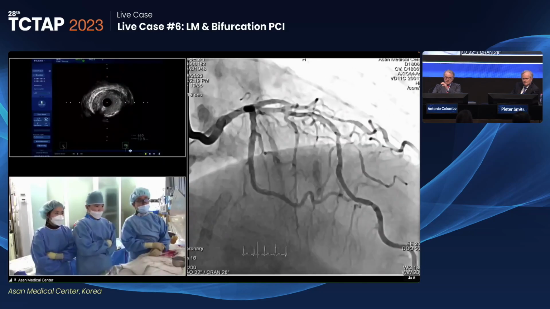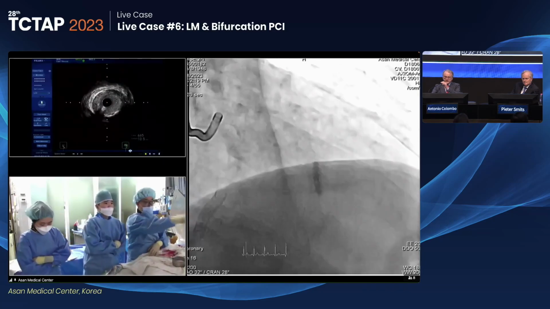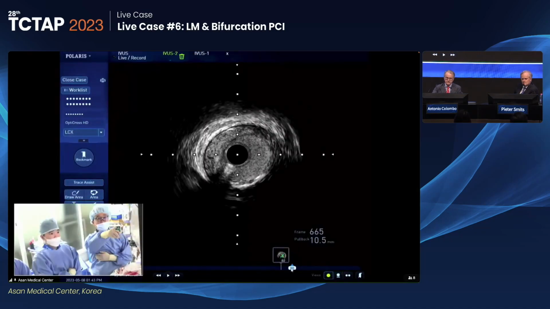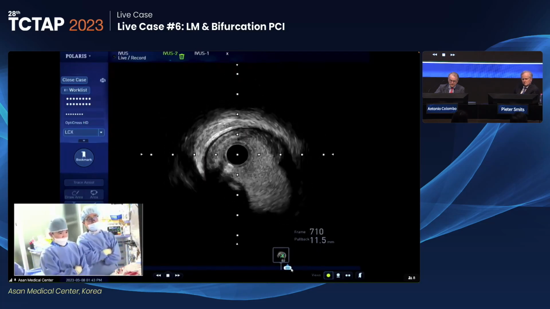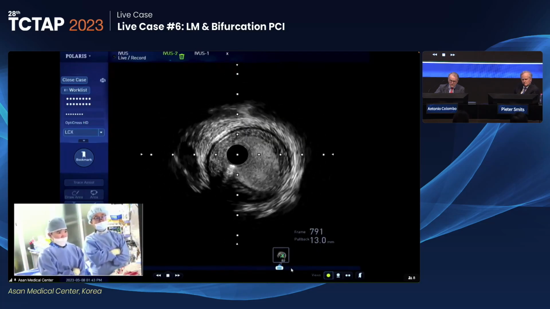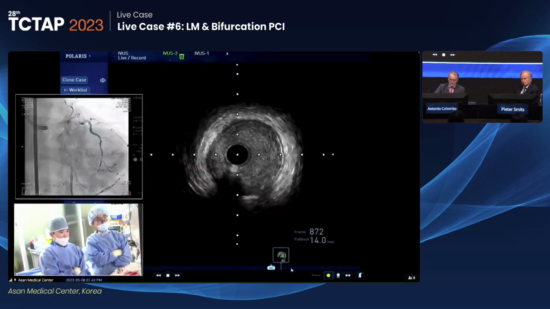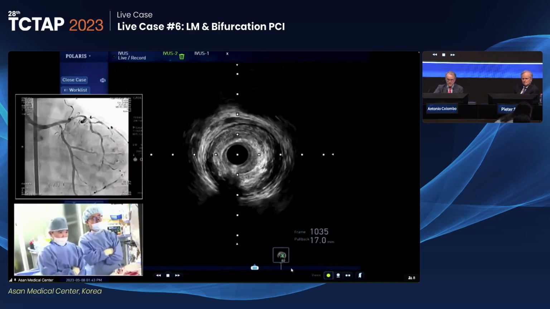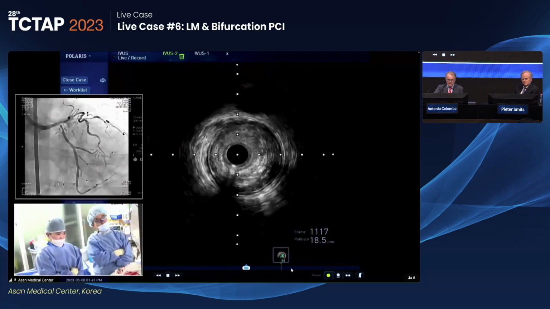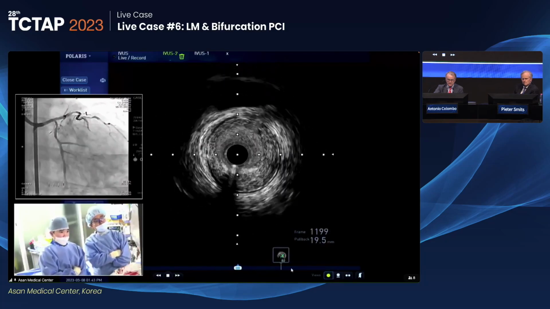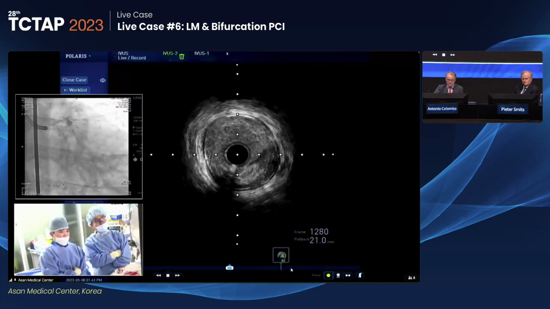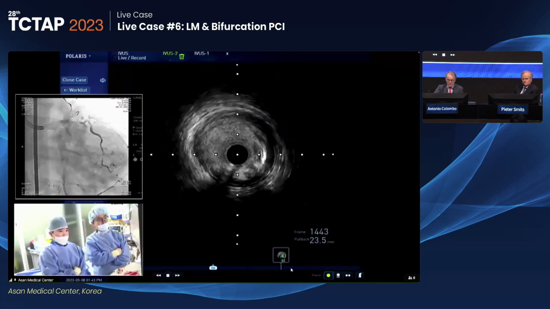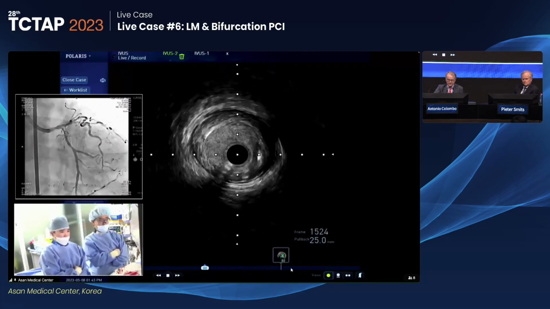Professor Yoon, can you explain? Let's see the circumflex. That will be the most interesting. The circumflex and OM branch are coming, and vessel size is about 3.5, and you can see diffuse and very big uncalcified stenosis in the circumflex. Yes, this is a very huge plaque and very tight stenosis at the proximal circumflex, and still seeing a very large plaque. Vessel size almost 3.5.